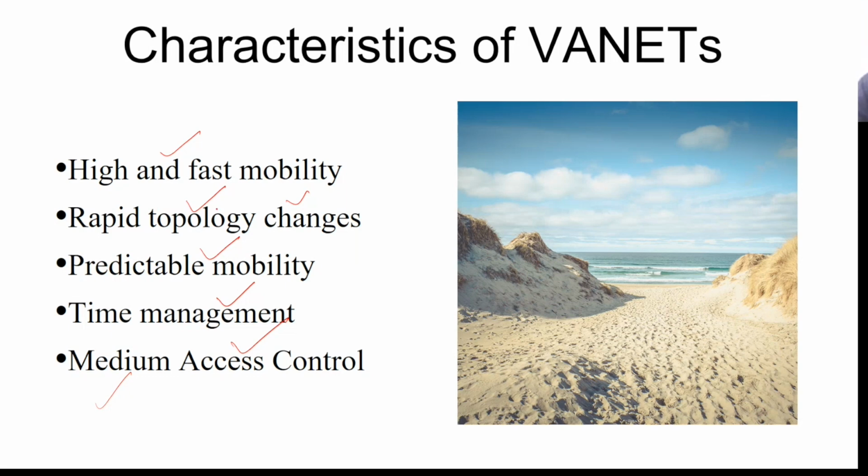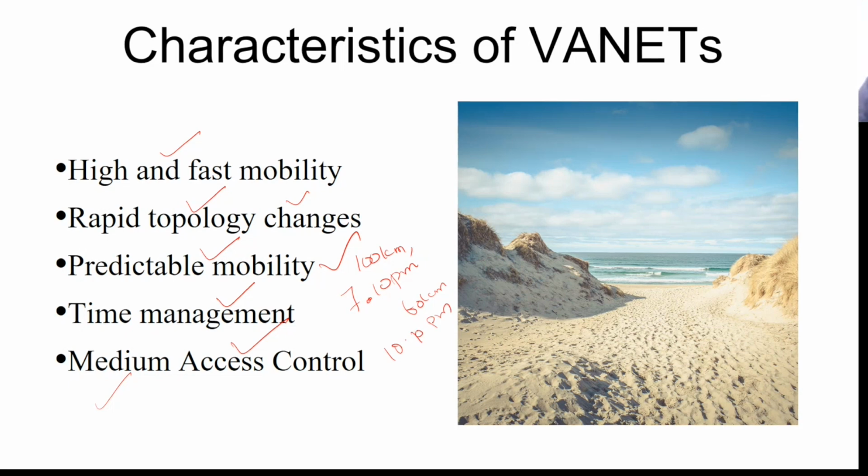Predictable mobility means sometimes we can identify the routes. One good example is Google Maps. Whenever you are moving at 100 km/h, it will show you the destination time: you will be reaching by 7:10 p.m. If you go by 60 km/h, then it will say you will be reaching by 10 p.m. Something like this. That is called predictable mobility. It is predictable based on the speed of the vehicle you drive and the traffic conditions on the road; Google Maps or any map software can measure the distance traveled and the time by which you can reach.